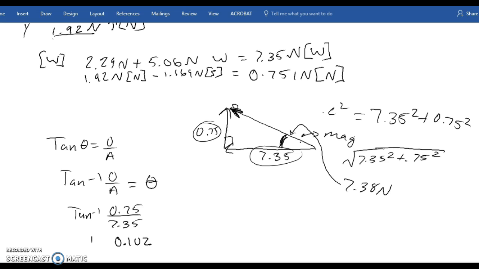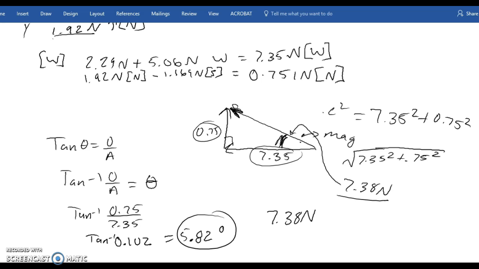0.102. Okay, now take the tan inverse of that, second tan, and my angle is 5.82 degrees. Okay, and that's essentially from here. Now you kind of have to write it out. So this is your magnitude, and that's degrees. Writing this out, you have a resulting vector of 7.38 newtons, and then you have your degree sign. Your baseline is west, 5.82 degrees north.